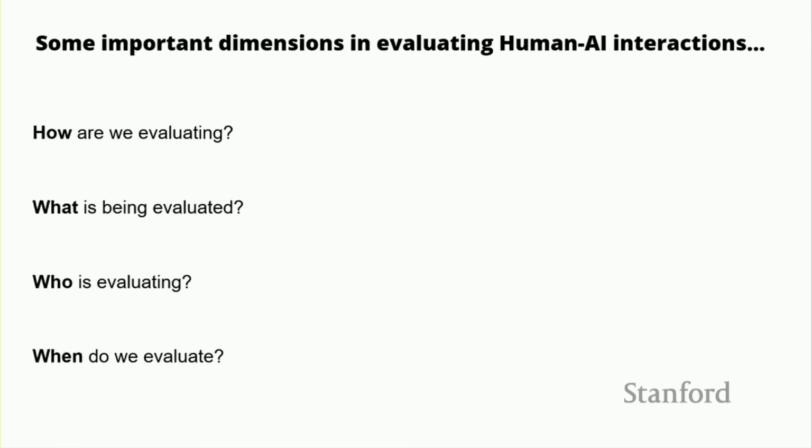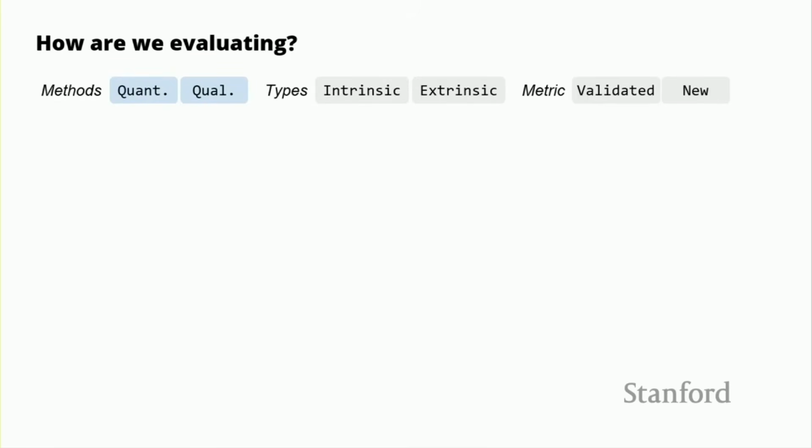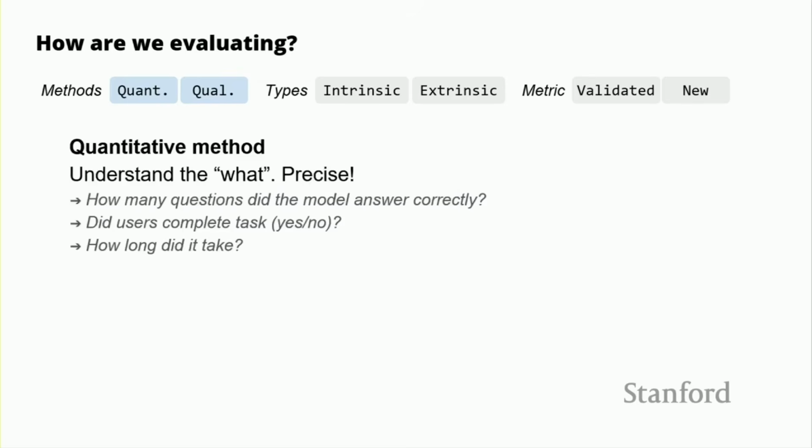So how are we evaluating, what is being evaluated, who is doing evaluating, when do we evaluate? So on the how, there are a bunch of different directions that one could go. The key ones being on the methods, on the types, and on the metric types that you might pick. So methods, things like quantitative evaluation, which is, I think, what we're best at. You find some number that quantifies what you hope will happen in the task completion, things like that.